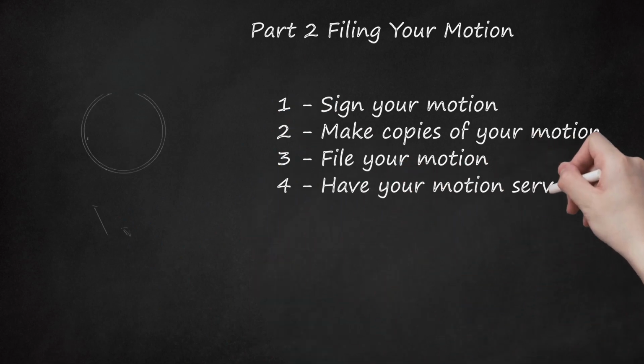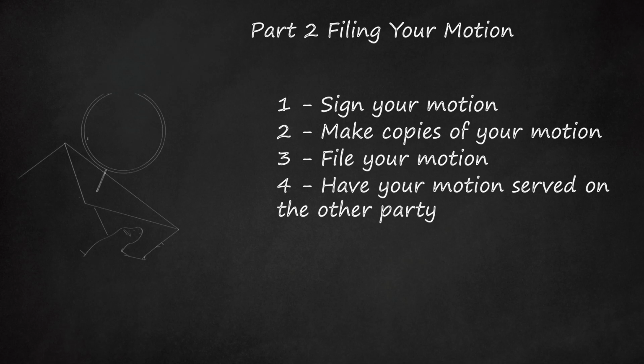4. Have your motion served on the other party. Once the clerk has filed your motion, you must arrange for the sheriff's department or another process server to serve the person whose visitation rights you're seeking to revoke. Your jurisdiction also may have a blank response form that you must serve on the other party along with the motion or request that you filed.